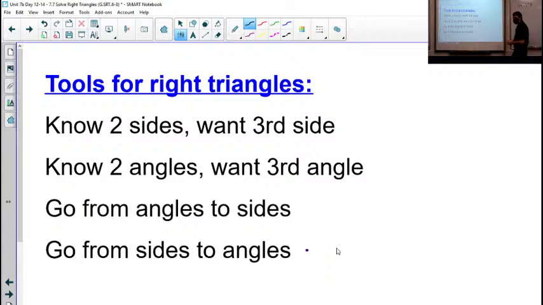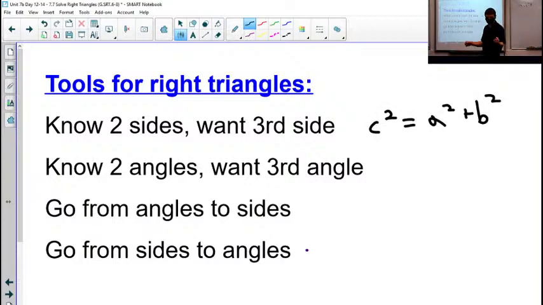If we know two sides and we want a third side, that's Pythagorean theorem to the rescue. Pythagorean theorem lets us solve for a third side given the two sides that we already know. When I know two angles and want the third angle, the tool that I use is I take 90 minus whatever that measurement was. And we talked about why that is earlier today.